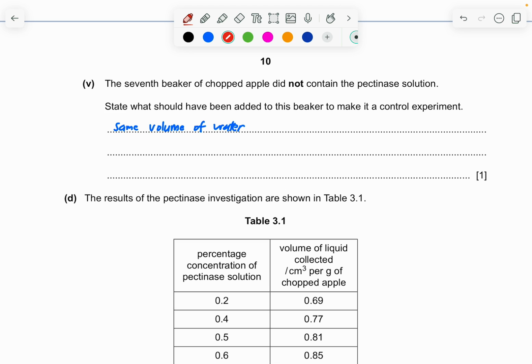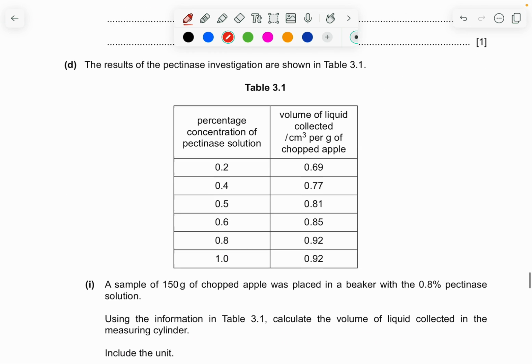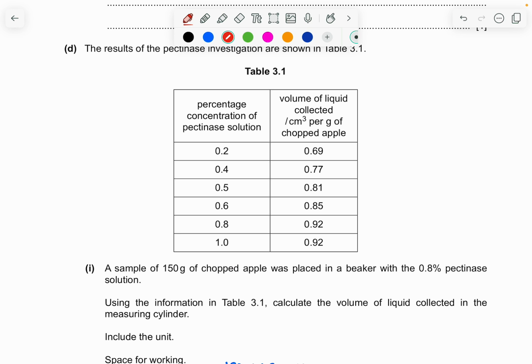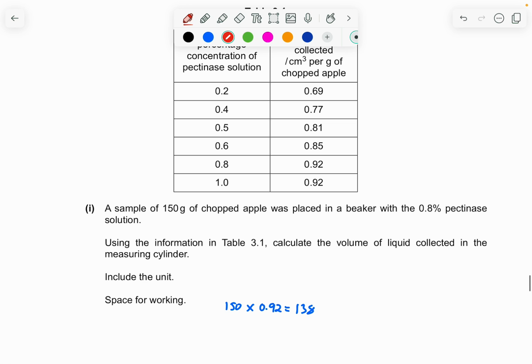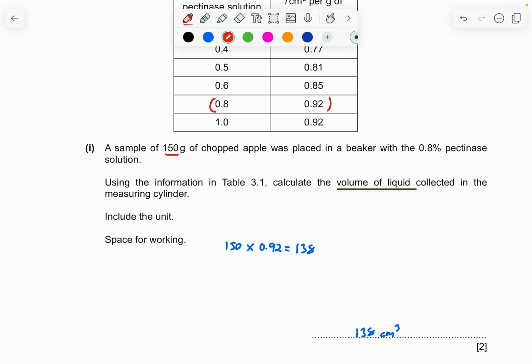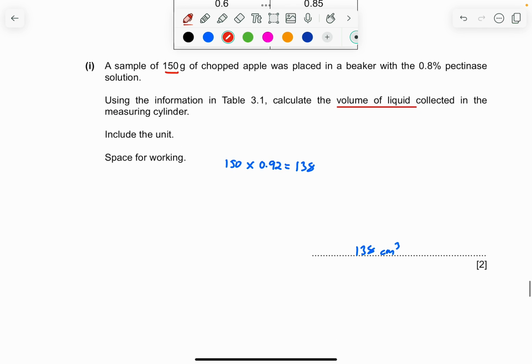And now they say the results of the pectinase investigation are shown in table 3.1. Now they've given you all of the results here. A sample of 150 gram of chopped apple was placed in a beaker with the 0.8% pectinase solution. Using the information in table 3.1, calculate the volume of liquid collected in the measuring cylinder. Include the unit and space for working. How you're going to find this is actually really simple. You just take 150 gram and you just find 0.8 to 0.92. So you want to calculate the volume which has been collected, so you times by 0.92. Okay, then your answer is 138 centimeter cube. Make sure you have unit, because unit itself is considered as 1 mark.